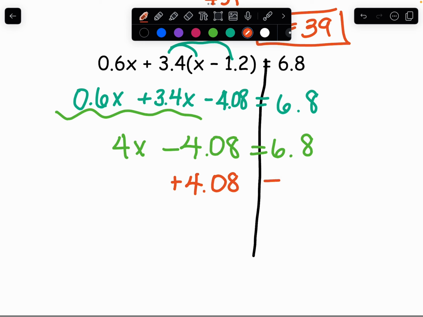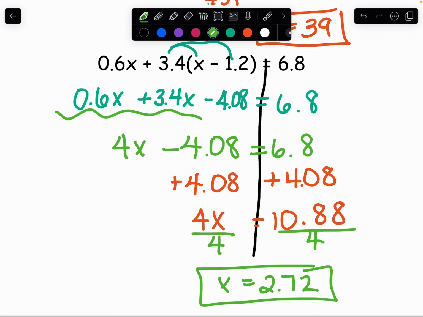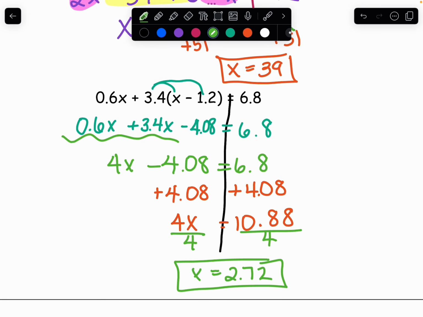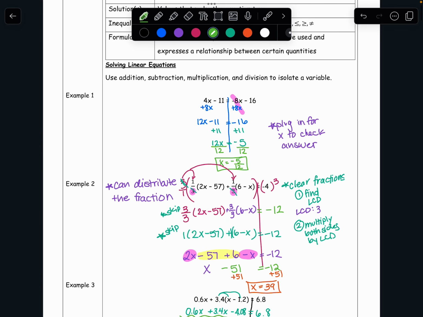Now I'm going to start to isolate my x, so I'm going to add 4.08 to both sides, which will give us 4x equals 10.88. And then my last step is to divide both sides by 4, giving us x equals 2.72. Now, if you actually followed along and plugged that into your calculator, that is exact. Okay? We would not need to round or anything because it's a terminating decimal. Okay. So that is solving linear equations.